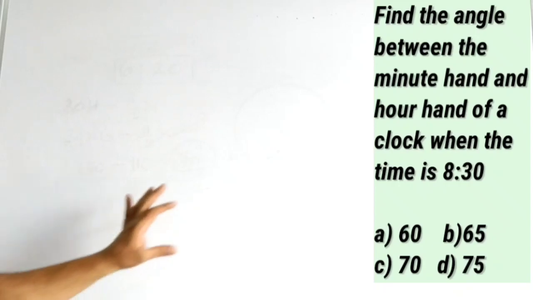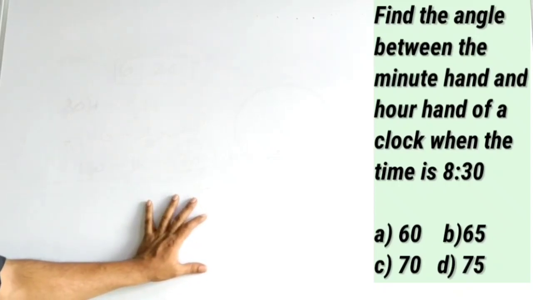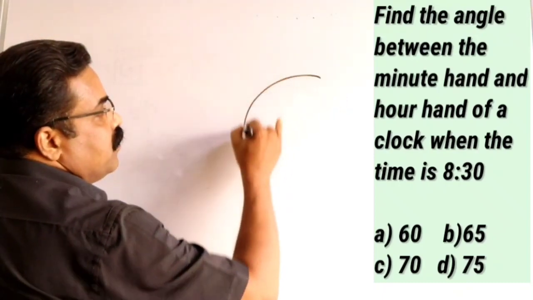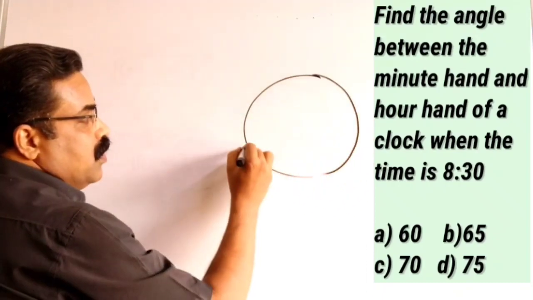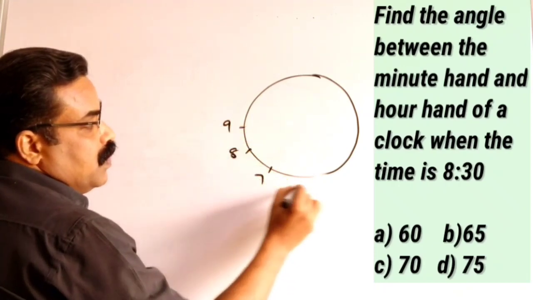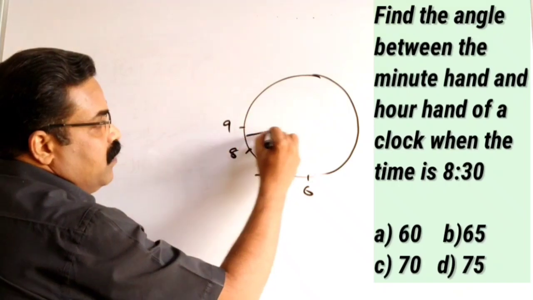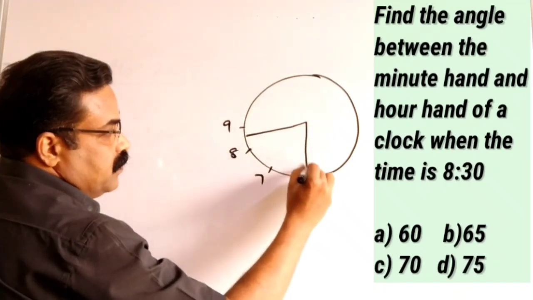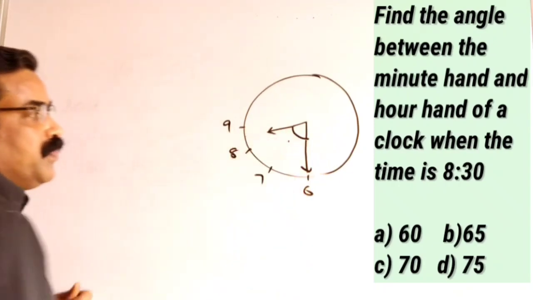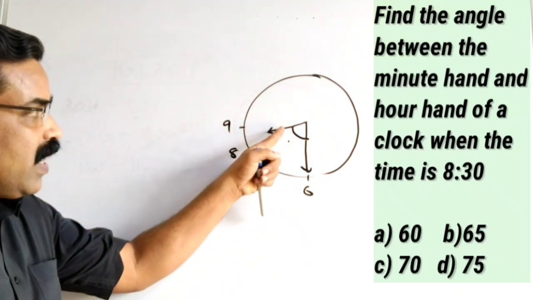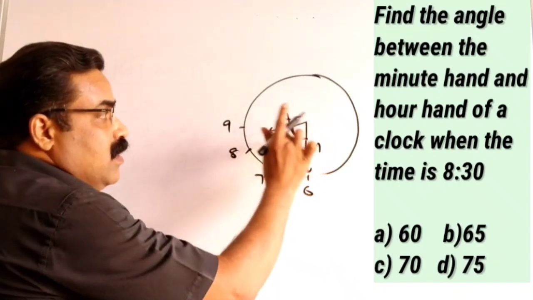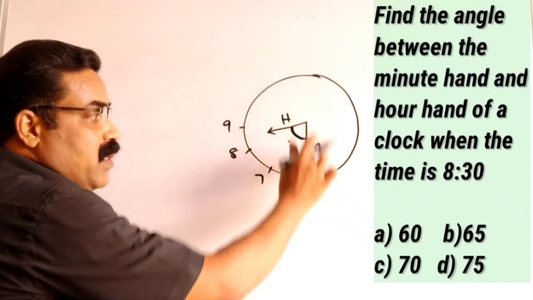Find the angle between the minute hand and hour hand of a clock when the time is 8:30. Okay, so the time is 8:30. So here you have 8. So the time 8:30 means it will be like this. This angle is what you have to find out. The angle between the hour hand and minute hand. This is the hour hand, this is the minute hand. The angle between the hour hand and minute hand at the time 8:30.